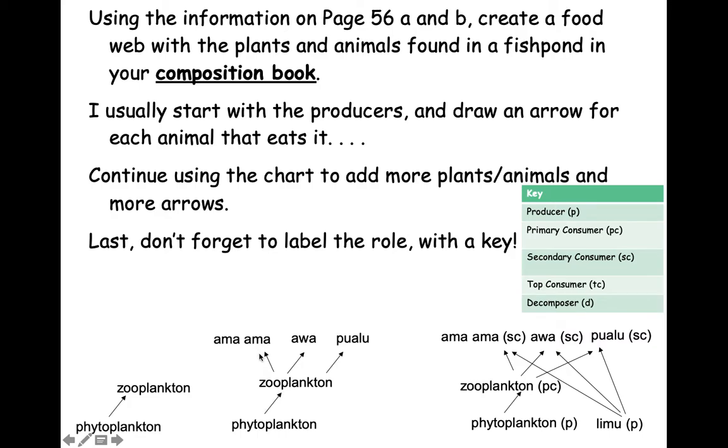So it already has a zooplankton, but I don't have a limu, so I have to add a limu, and then I attach it to ama. And as you can see, you get more and more arrows, and you just keep double checking to see if you have everything. So the ama eats the zooplankton and limu, very good. And finally, don't forget the labels and the keys.